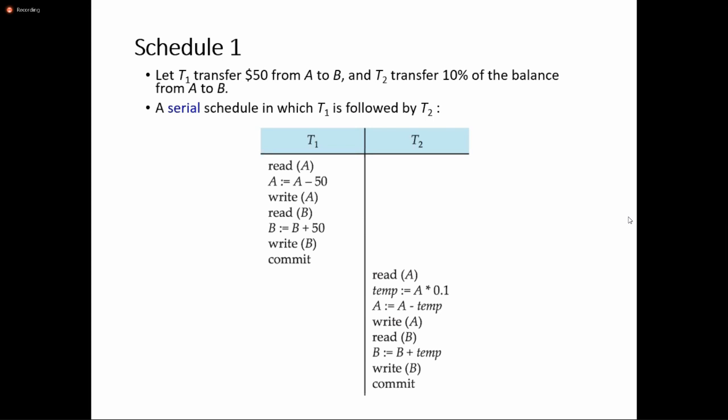Then we want to read A in T2. A now has $950. The 10% is $95, so we want to deduct $95. Then A is now $95 deducted. Then new things come.